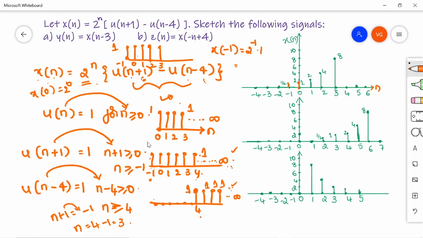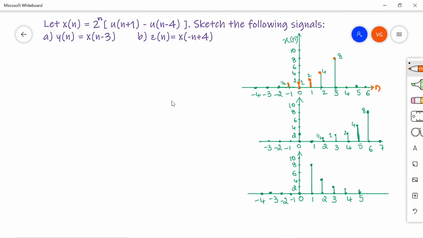Then at n is equal to 1, 2 power 1, 2 multiplied by 1. So that is 2. At n is equal to 2, 2 power 2, 2 square multiplied by this signal value is 1. So 4 multiplied by 1, 4. At n is equal to 3, 2 cube multiplied by 1. So that is 8. See, this is how we can draw x of n. Now we'll see how to draw x of n minus 3.